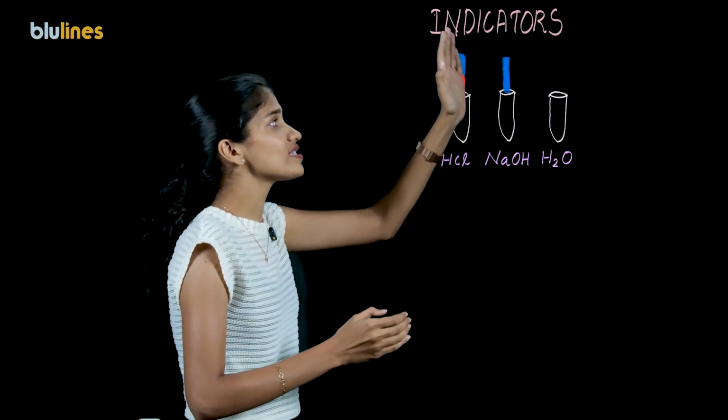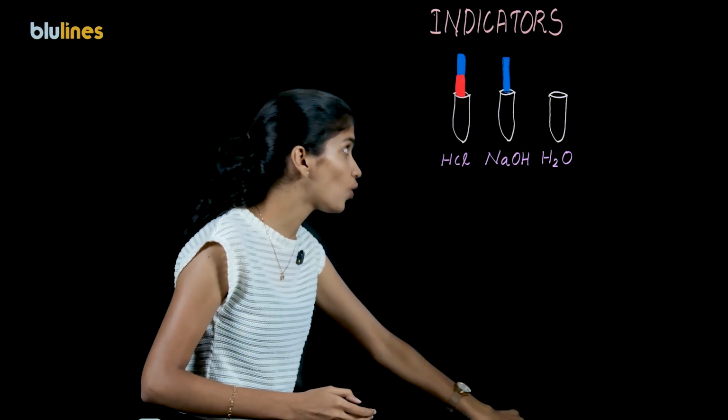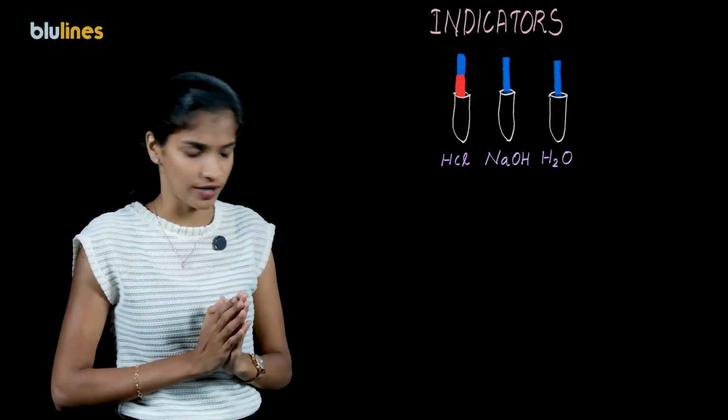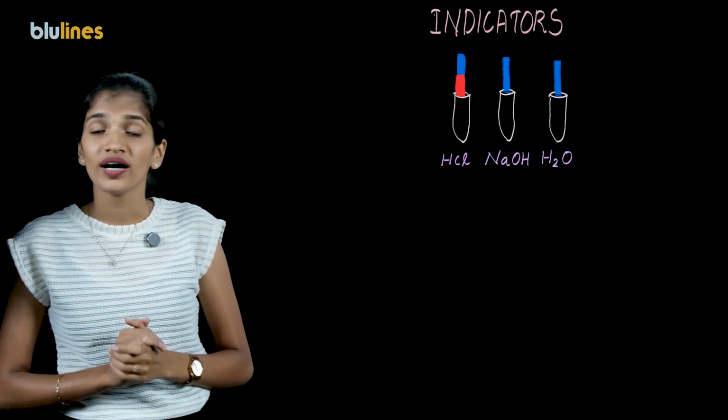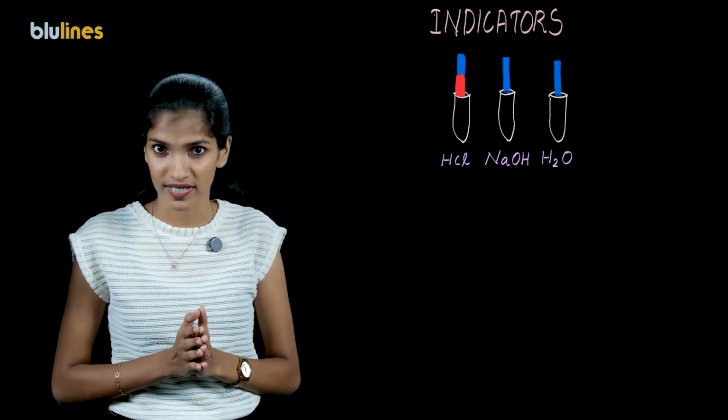Now, I take this exact same blue colored litmus paper and I dipped it in water. No change had happened because water is a neutral solution. And now, litmus paper is a natural indicator. There are artificial or synthetic indicators as well.